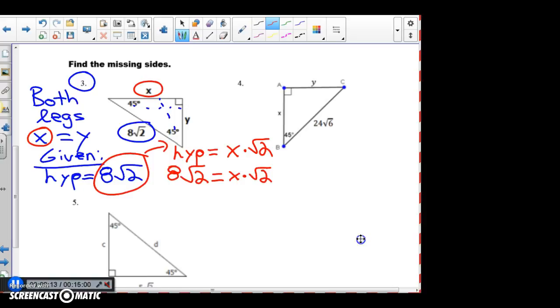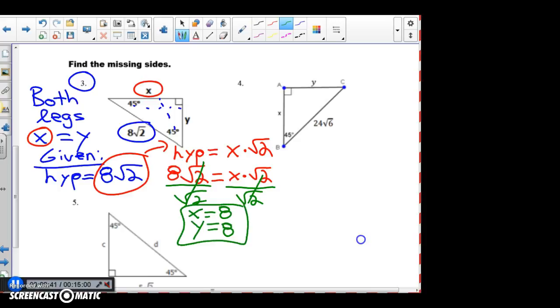Guys, it's an equation, just like in algebra. I know these numbers look funny. Square root 2 is a very funny number. But it is a number, and I'm going to treat it like one. So I'm going to divide both sides by square root 2. Ooh, that goes away. And I'm left with X being 8. But we already established, because I looked at what I'm looking for and what I'm given, that X and Y are going to be the same.